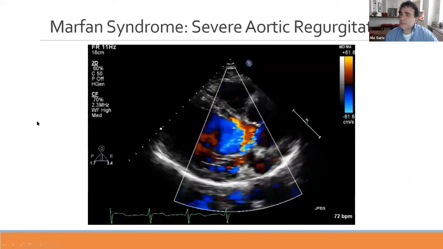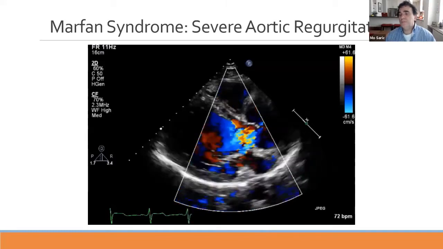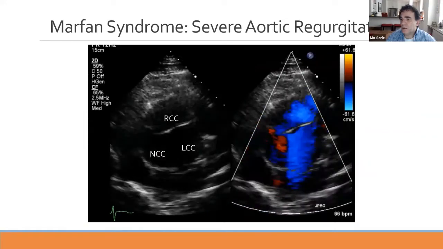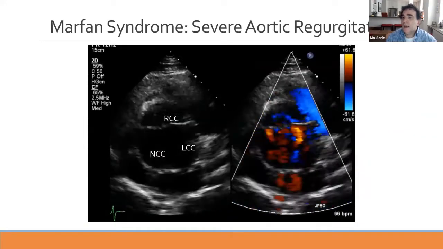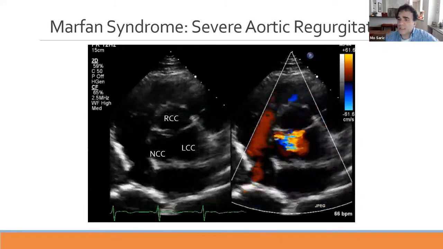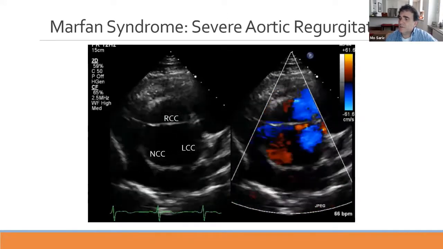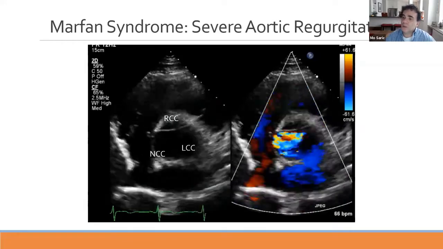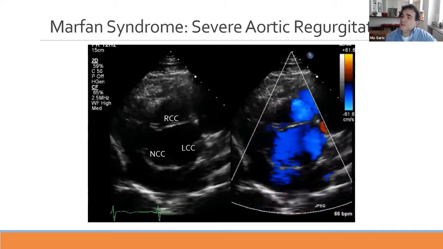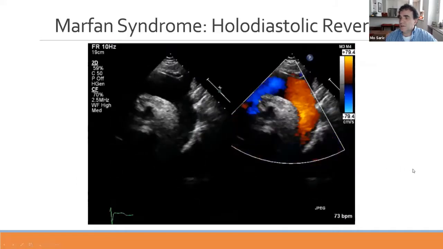Because of this massive dilatation of the proximal aorta, there is a retraction of the aortic cusps, resulting in severe aortic regurgitation. In this case, there is severe aortic regurgitation, and I have also labeled his right, left, and non-coronary cusps. So he did have a tri-leaflet valve, but because of the pulling of the leaflets away from the center of the aortic valve, a regurgitant orifice is created, resulting in severe aortic regurgitation.